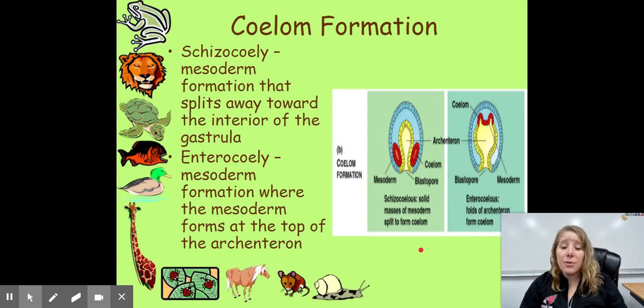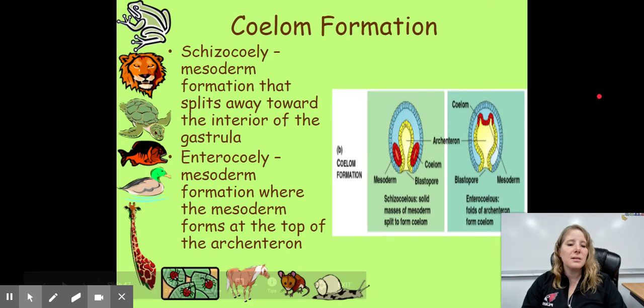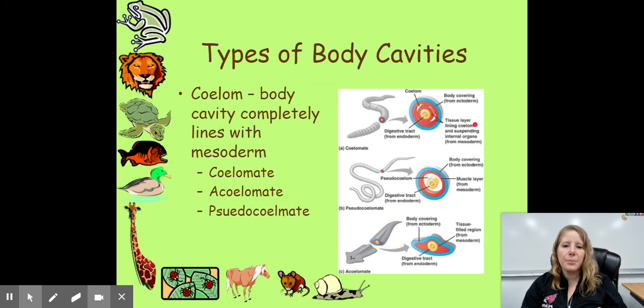So here are the actual definitions of what I've already told you. Schizocoely is when the mesoderm forms that splits away from the interior of the gastrula. And enterocoely is when the mesoderm forms at the top of the archenteron. So again, where ectoderm and endoderm come together for schizocoely, and at the top of the archenteron cup for enterocoely. Entero being inside, kind of.